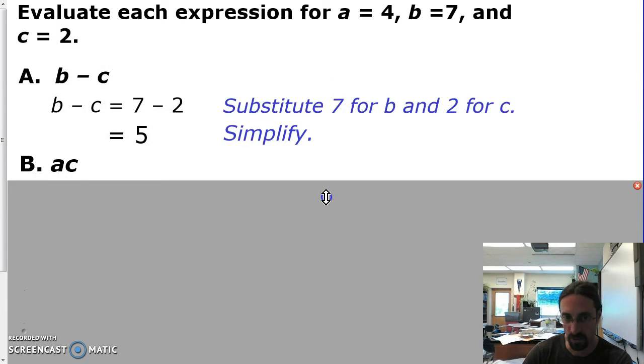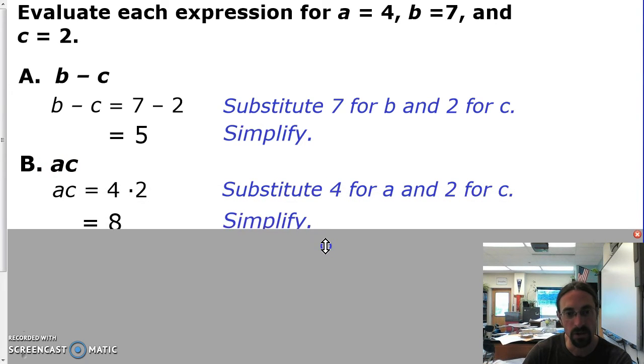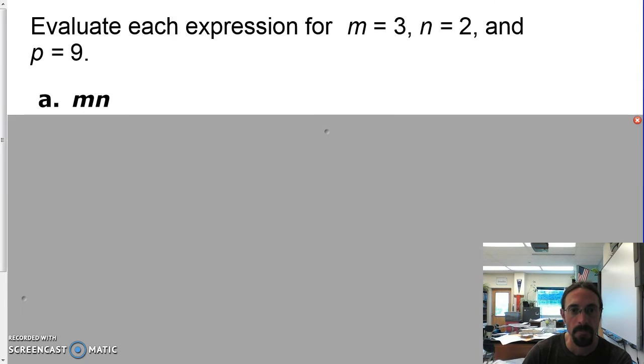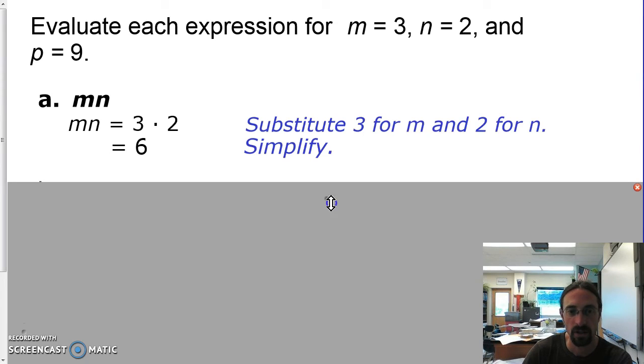Go ahead and try this one. What does this mean? Pause. Okay, this says A times C. So let's substitute 4 for A, 2 for C, and of course 4 times 2 is 8. Simplify. Try a different problem here. M is 3, N is 2, and P is 9. M times N, of course, 3 times 2. Substitute and simplify. 6.